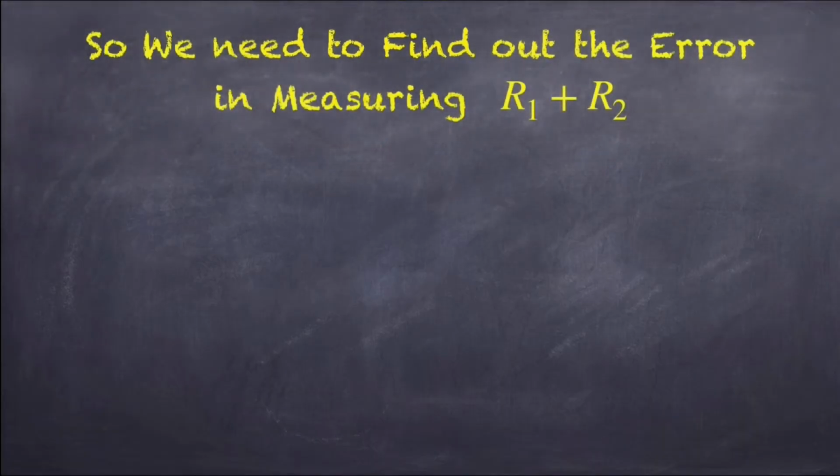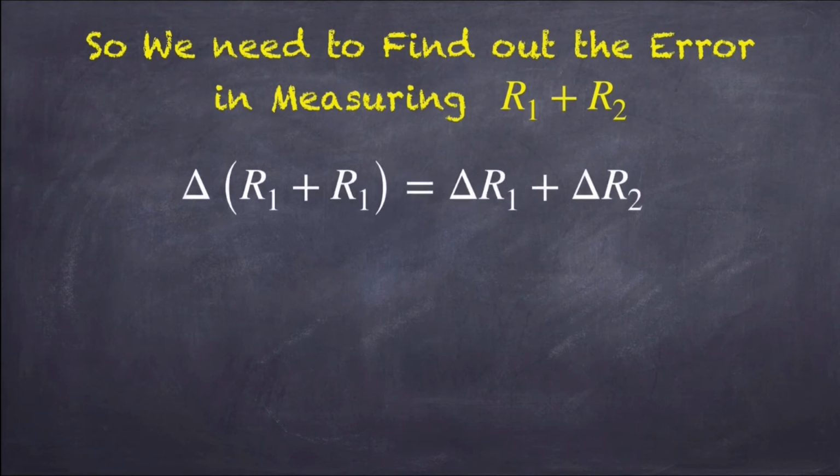So we need to find out the error in measuring R1 plus R2. The main important concept to remember here is that the error in the expression R1 plus R2 will be equal to the error in the expression R1 plus the error in the expression R2, which is the sum of the individual errors.